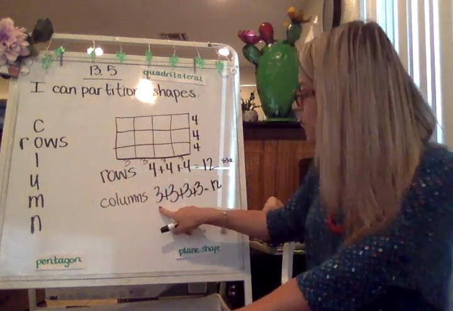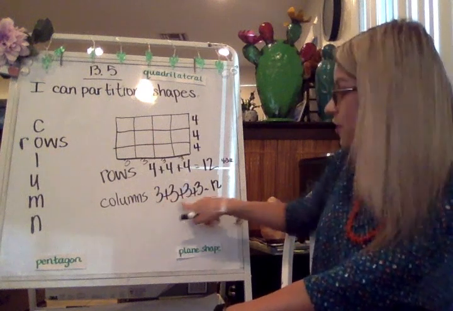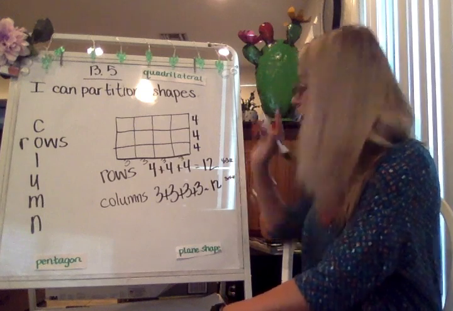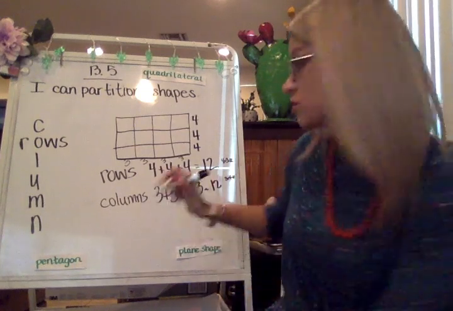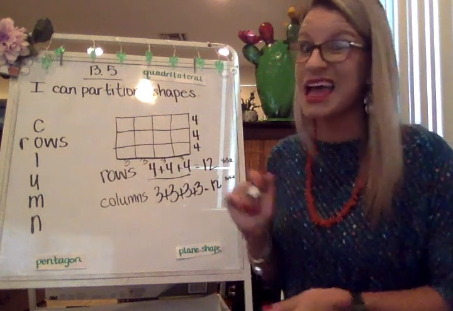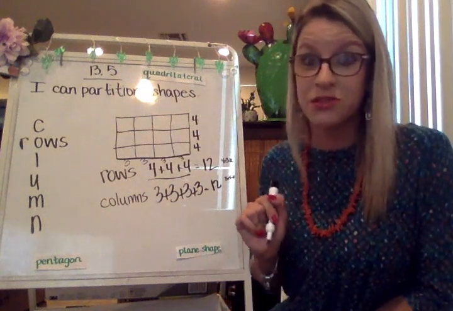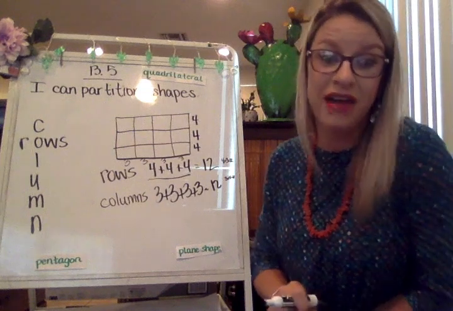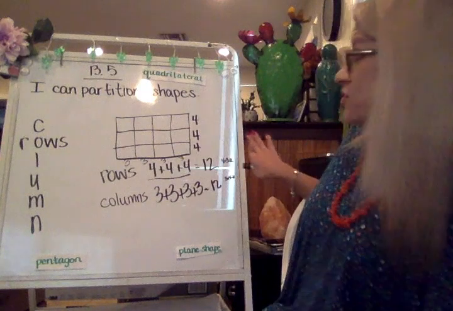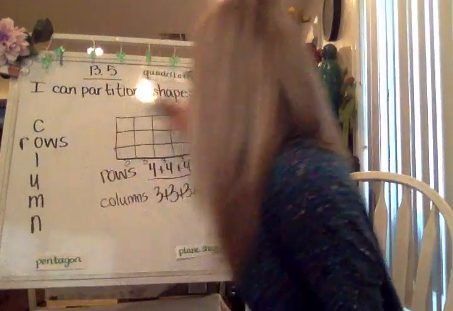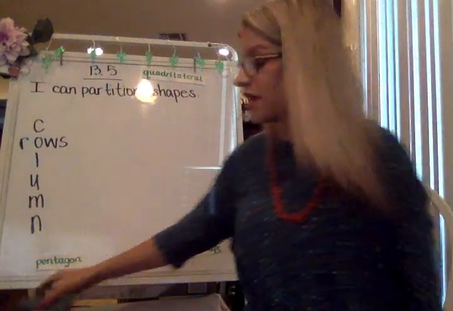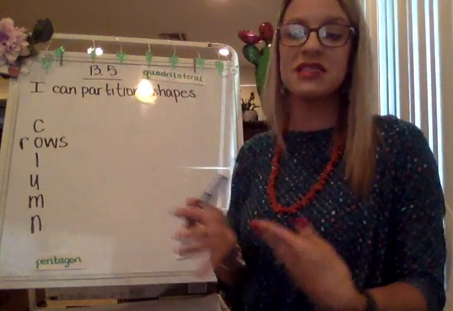Over here, you could write 3, and now there are 4 of them, so you could write 3 times 4 equals 12. Again, I'm expecting you to have these addition equations. You must have the addition equations. Is it cool and awesome if you know those multiplication equations? Yes, you're correct. That is super, super awesome. And you can write those to the side as well. So partitioning out these shapes and making equal rows and equal columns is something that you're going to be working on in this chapter.